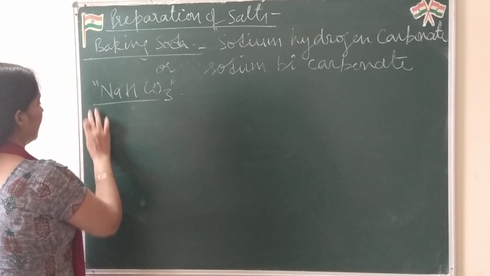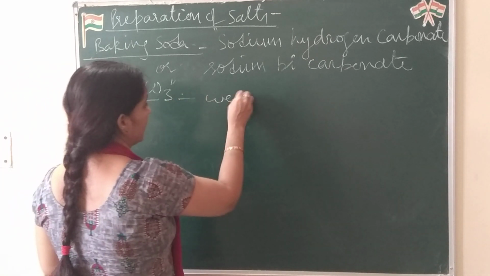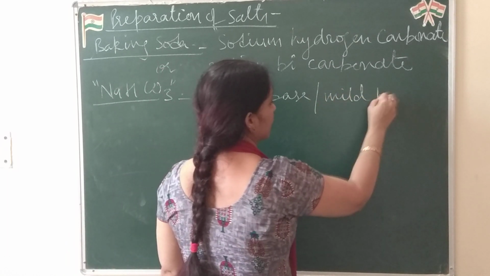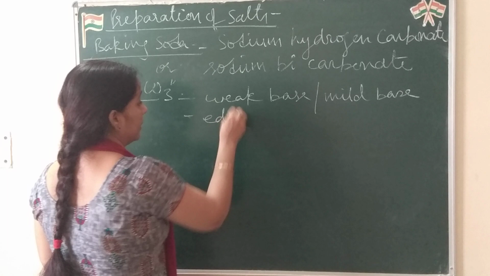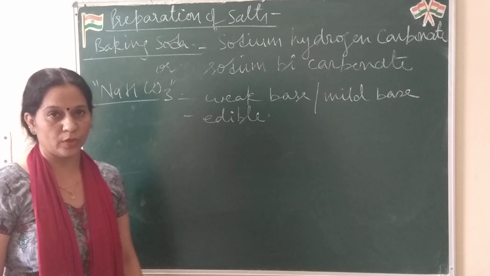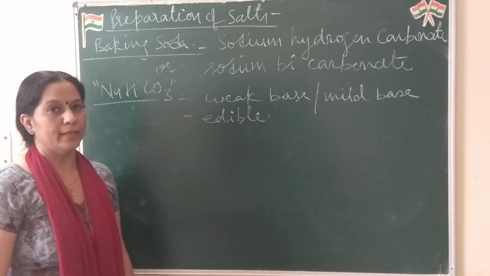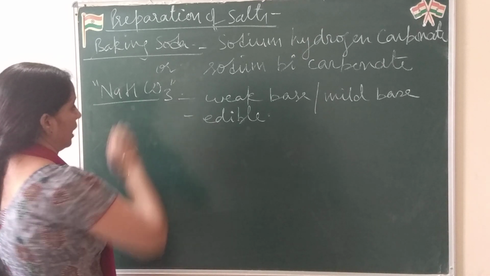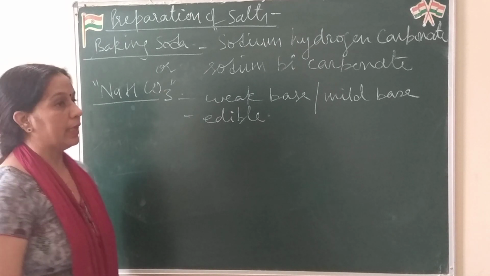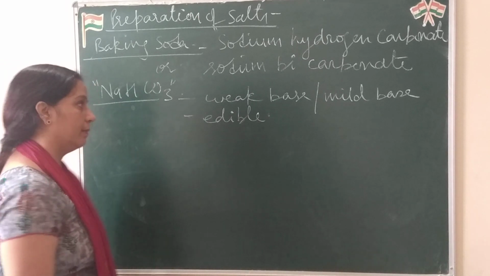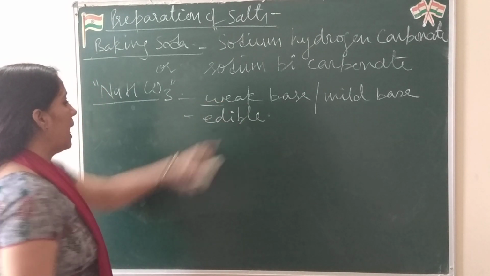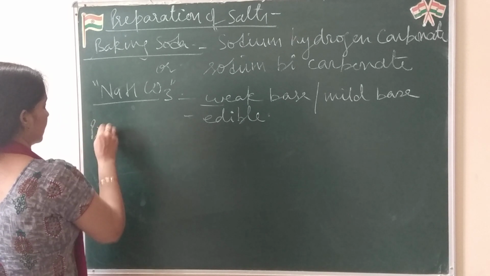We will see first its simple properties. It is a weak base, and a weak base is also simply called a mild base, but it is edible. We use baking soda for faster cooking, and for making cakes, bread, etc., because it is one of the most important components of baking powder. Baking powder is used in the preparation of cakes, bread, pastries, etc. So it is a weak or mild base. It is edible also.